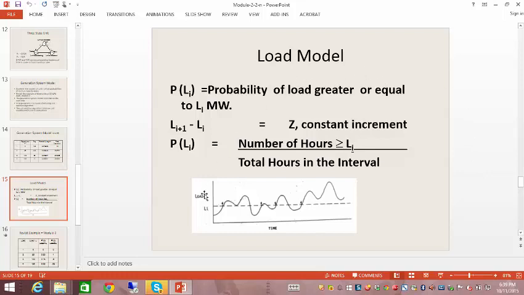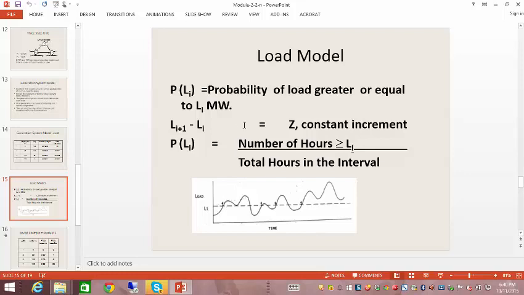To develop a load model, what you do is take this load curve where you have the time, and this is the load. So if you want to find the probability of load equal to or greater than Li megawatt, then basically you draw a line here and find the number of hours the load is greater than that level and divide by the total number of hours, and this gives you the probability of the load equal to or greater than this value.